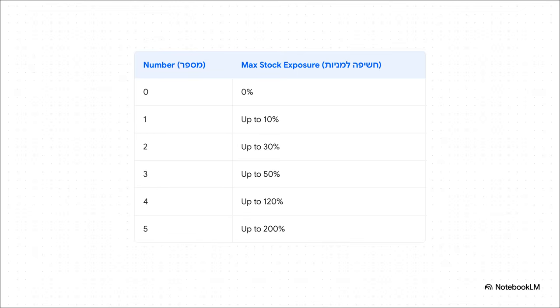Okay, first up is the number. As you can see here, it lines up with the maximum percentage of the fund that can be invested in stocks. It starts at a nice safe 0 for funds with no stocks at all, like a pure bond fund, and it climbs all the way up to 5. The rule of thumb is easy. Higher number, higher potential risk, and of course, higher potential reward from stocks.